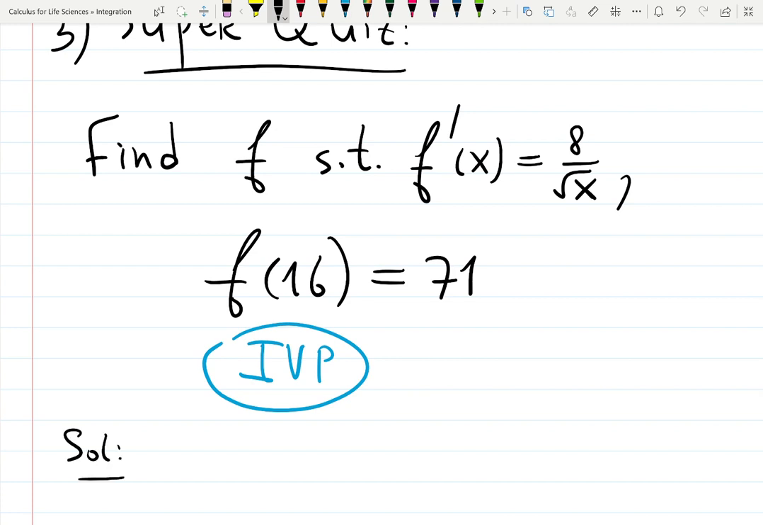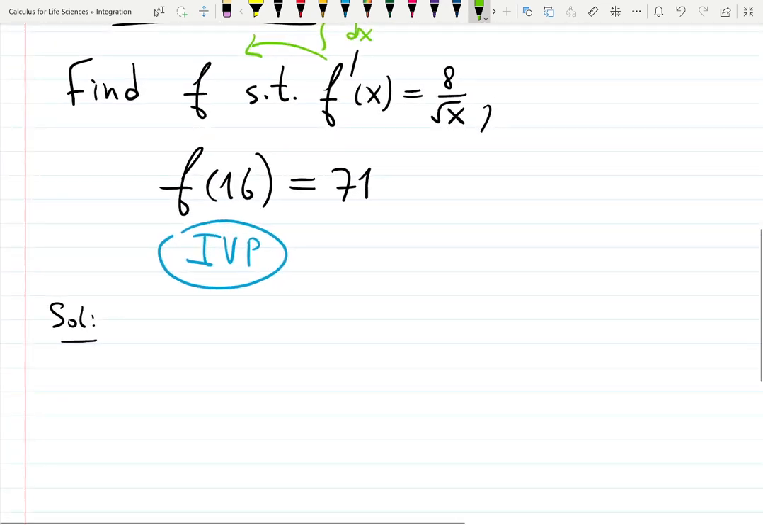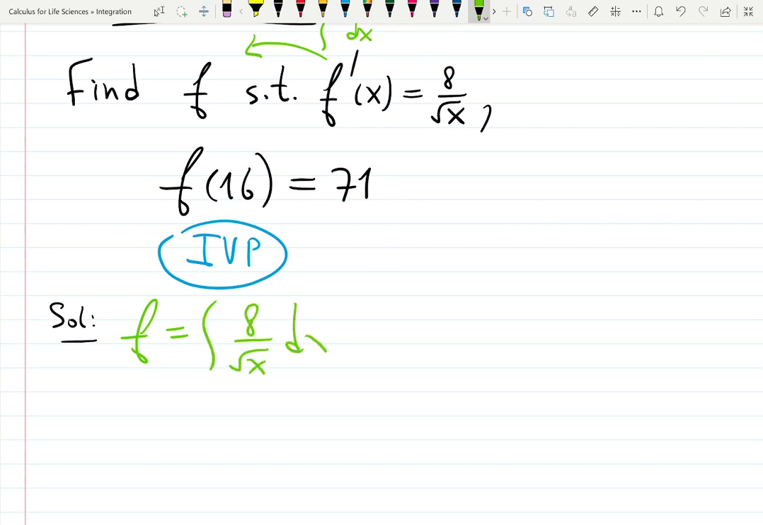But in general, what's the first step? The first step is always the same. You need to integrate. If you want to go from derivative to the original function, you integrate dx, right? So let's integrate this given derivative. F is the integral of 8 over square root of x dx, an indefinite integral, so we don't know from where to where.